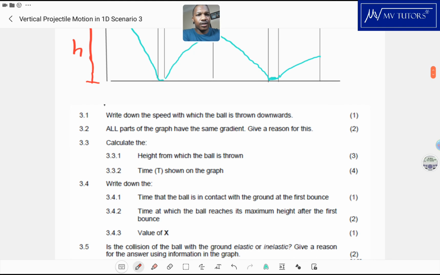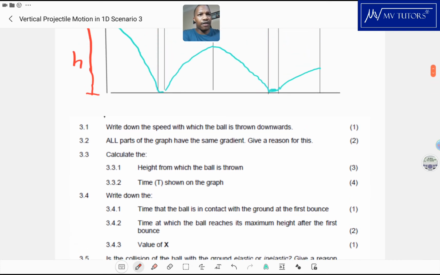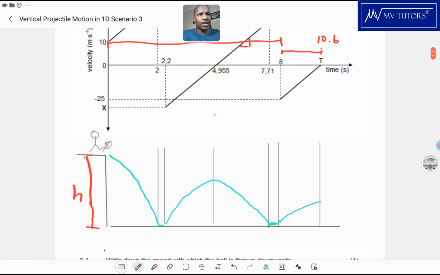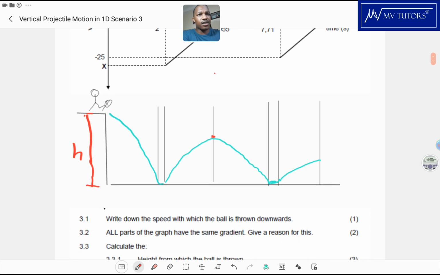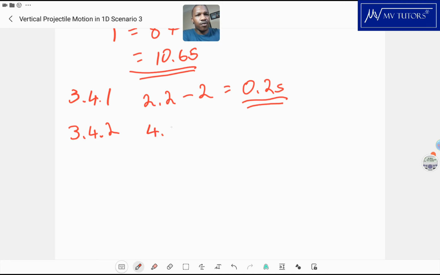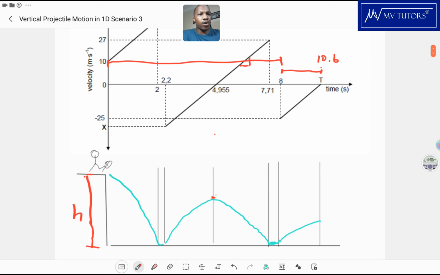All right, it says time at which the ball reaches its maximum height after the first bounce. So after the first bounce, they want to know the time it reaches its maximum height. So it reaches its maximum height over there, and the time over there is 4.955 seconds. Okay, so we can just write that. It was 4.955 seconds.